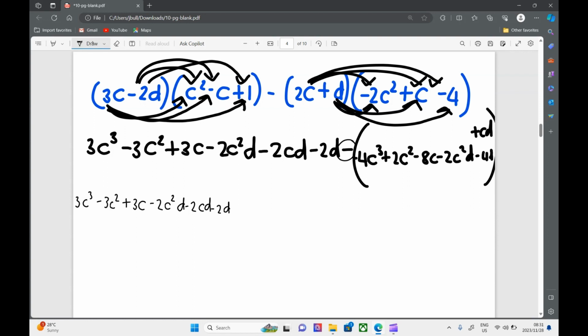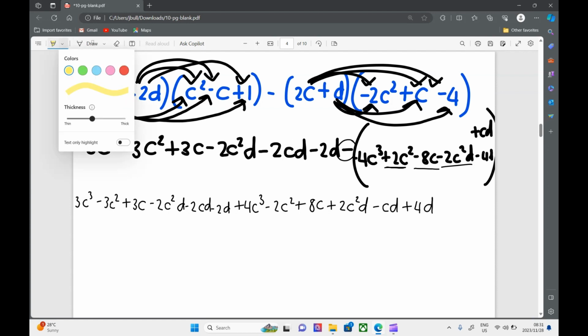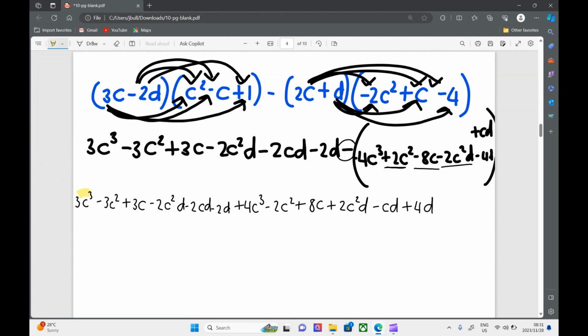So minus 4c³ is going to be positive 4c³. This one is going to be negative 2c squared. We're going to have then positive 8c, positive 2c squared d, negative cd, and then positive 4d. Okay, that is all of our expanding done, and now we can get to the adding part, or the simplifying part. So let's just add. Let's start with our biggest exponent. Our biggest exponent is c³.